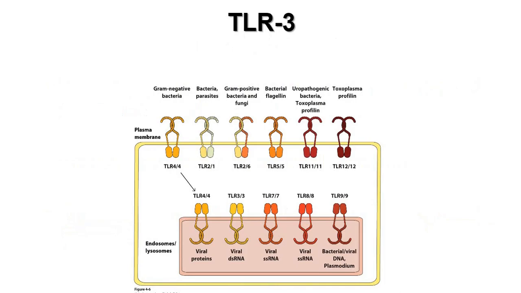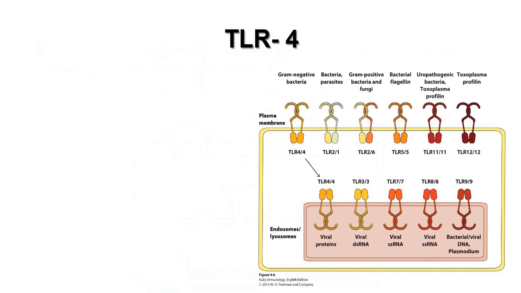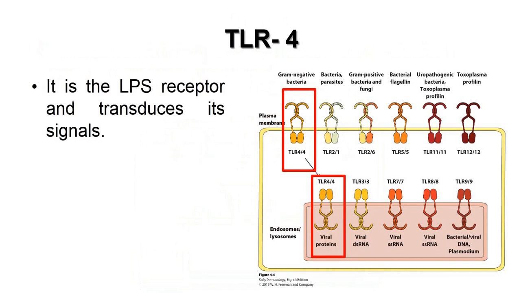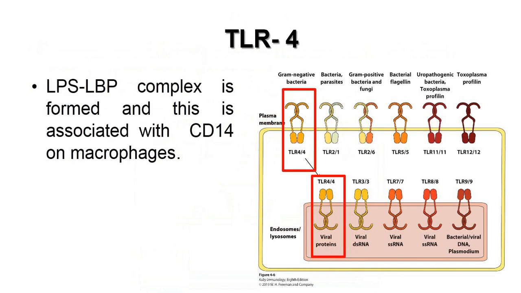Coming to TLR3, I have highlighted TLR3. TLR3 recognizes double stranded RNA during viral replication, and type 1 interferon is produced. TLR4, as I showed earlier, is both endosomal as well as in the plasma membrane. It is the LPS receptor and transduces signals. The LPS LBP complex is formed, associated with CD14.